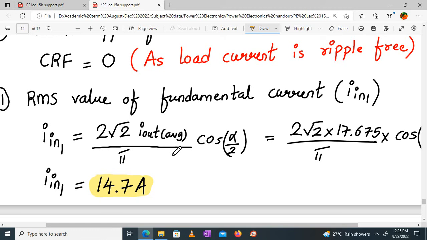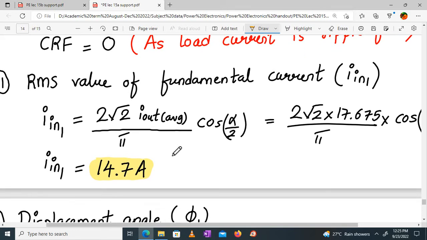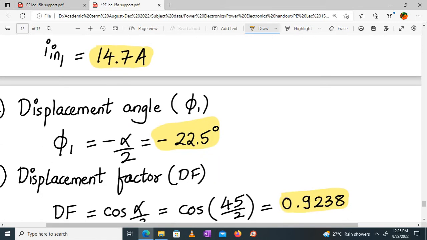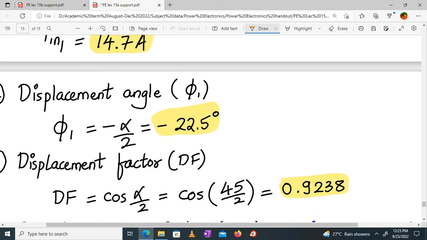You missed out. Is IN of 1 14.7 amperes? यहाँ पे in power electronics all the currents are in amperes. अगर कुछ माइक्रो में मिल रहा है, मिली एम्पियर्स में मिल रहा है, तो रॉन्ग है वो स्ट्रेट अवे. डिस्प्लेसमेंट एंगल पाई 1 इज माइनस अल्फा बाई 2. अल्फा क्या है 45, सो उसका हाफ. कैलकुलेटर्स को ट्रबल मत करो इसके लिए.